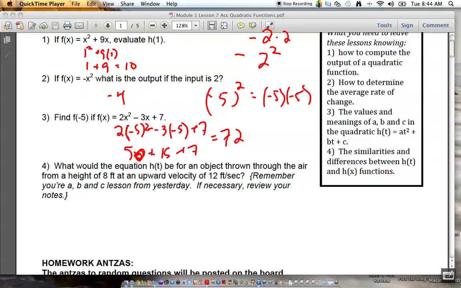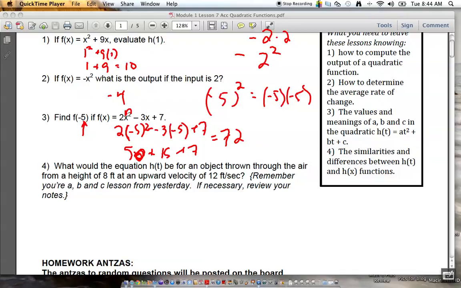Negative 2 squared means square the 2, then negate it. Negative 5 in parentheses squared. And I use the parentheses because this squared refers to the entire input. And in this problem, the entire input is negative 5. Means square the negative 5, which is 25, times 2, 50, and so on.